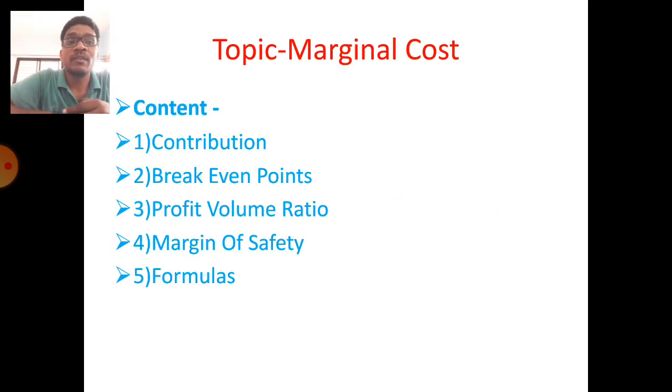In this topic, we are discussing various important concepts. Number first is contribution. Number second is break-even point. Number third is profit volume ratio. Number four is margin of safety. And last, how to calculate all of these things using formulas. So let's discuss these things one by one.